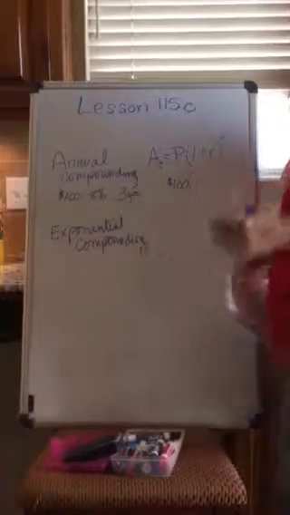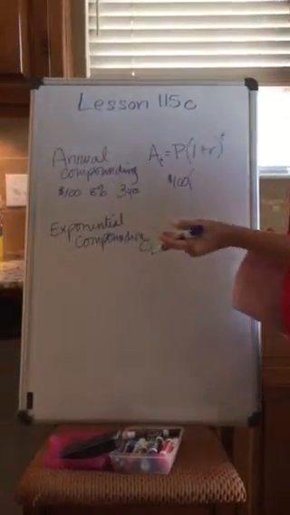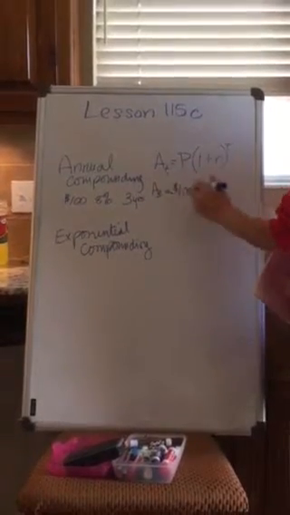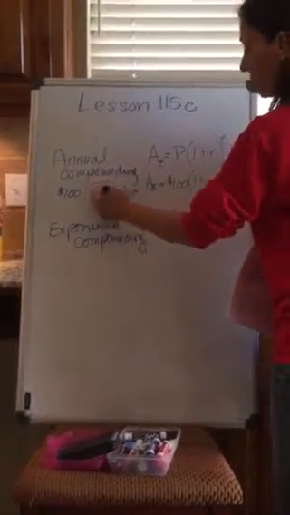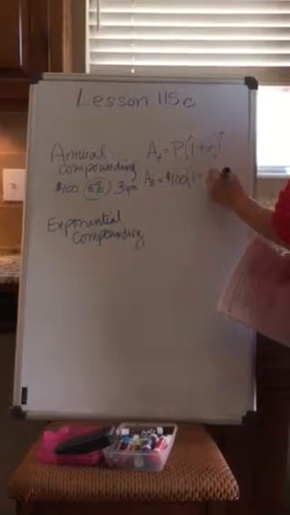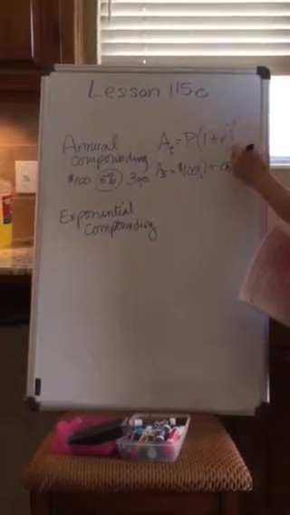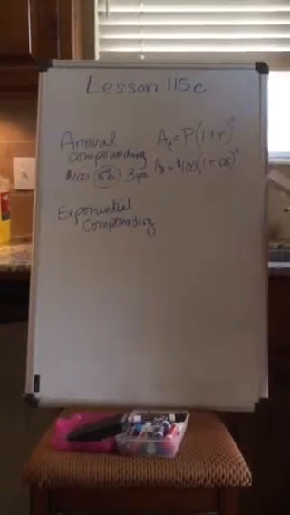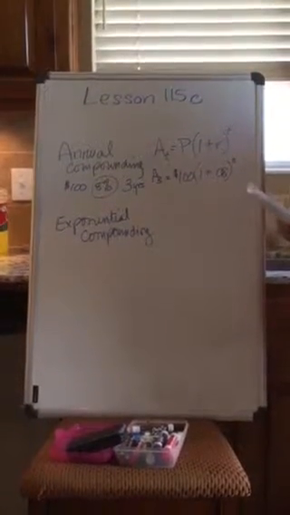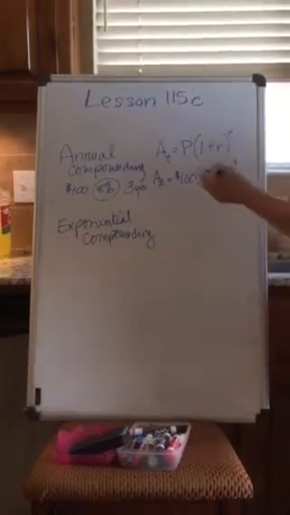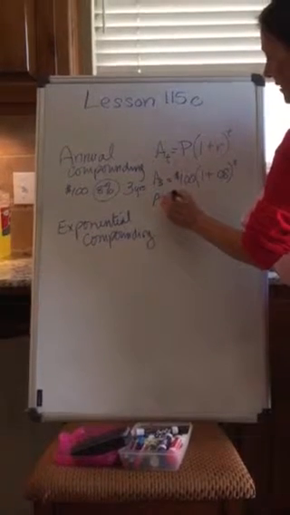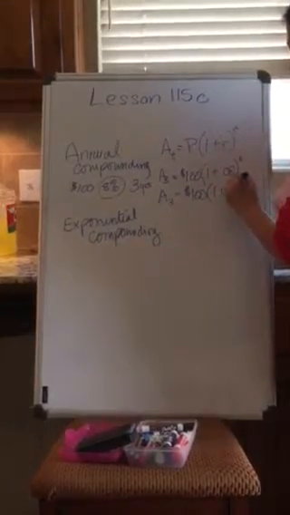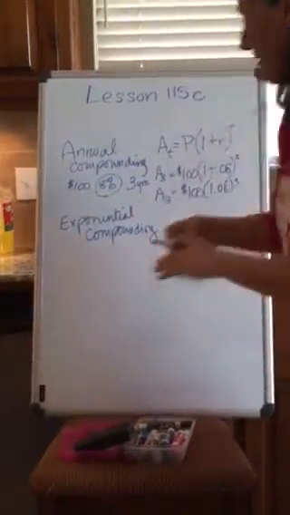And they tell me that my interest is going to be compounded annually. So the amount after 3 years is going to be $100, that's the principal, times 1 plus the rate. You convert your rate to a decimal, raised to 3 years. All right, so hand me my calculator, please, Thomas. So the amount after 3 years is going to be $100 times 1.08 cubed. Thank you, Thomas.